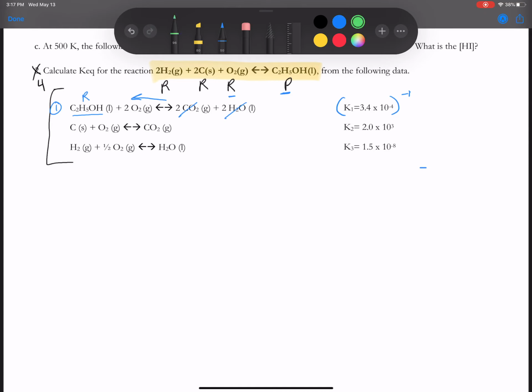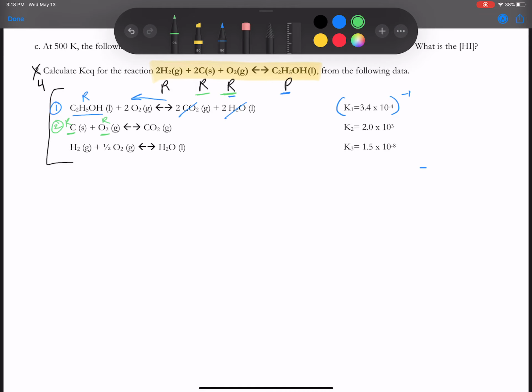Moving on to data number 2, I'm going to do that one in green for you. For data number 2, I automatically notice that I do need a carbon, and in my data, my carbon is a reactant. In my new equation, my carbon is a reactant. So far, I don't need the flip. I'm okay with this forward reaction. Moving on to my next molecule, I have O2 as a reactant. I'm going to also need O2 as a reactant. That might help me with ignoring the O2 from data number 1.